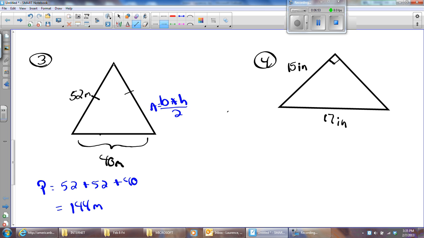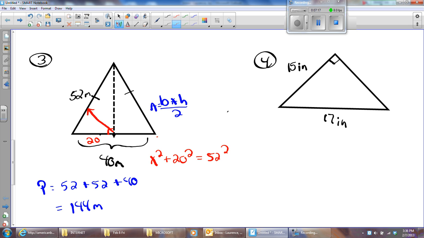I could drop my perpendicular piece here to represent my height. You've seen Miss Eubank do this many times. Okay, and so there's 20. I'm going to set up the Pythagorean theorem, knowing that 52 is my hypotenuse. So I'm going to do x squared plus 20 squared equals 52 squared. Remember, it's just a squared plus b squared equals c squared, and the hypotenuse is c.